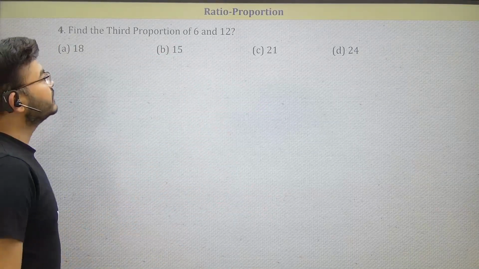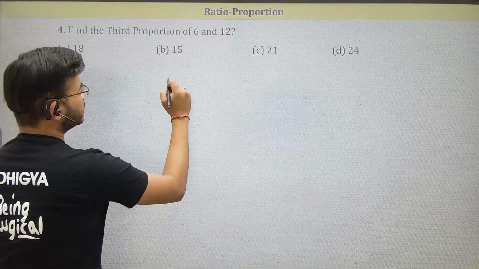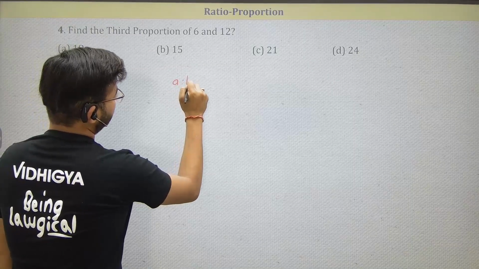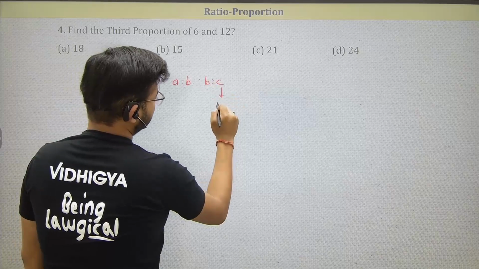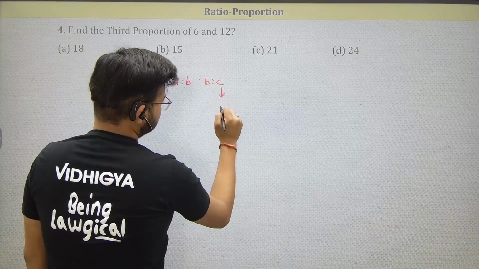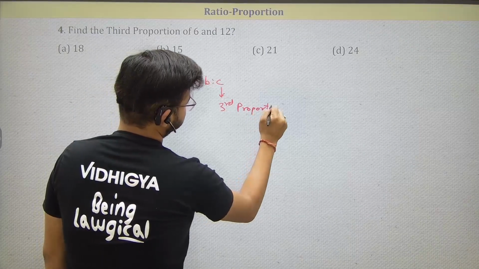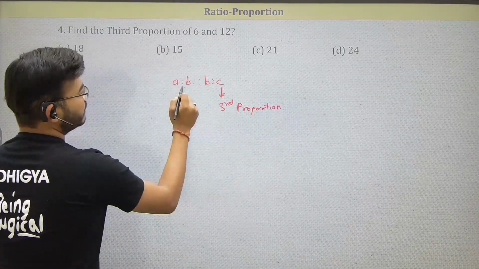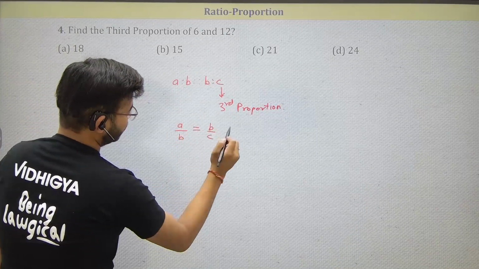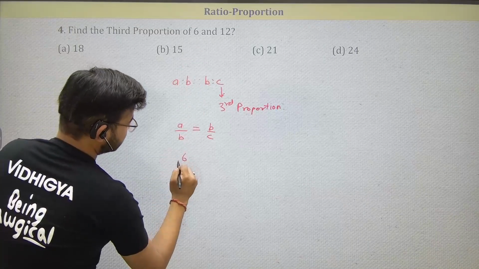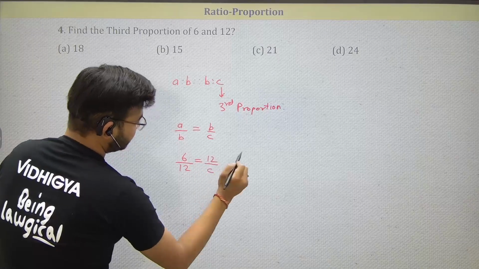Next, we need to find the third proportion of 6 and 12. So again, third proportion basically, like we have solved, A is to B as B is to C. So this particular variable, that is C, is called the third proportion. So A upon B is equal to B upon C. The value of A is 6, value of B is 12. So 6 upon 12 is equal to 12 upon C.